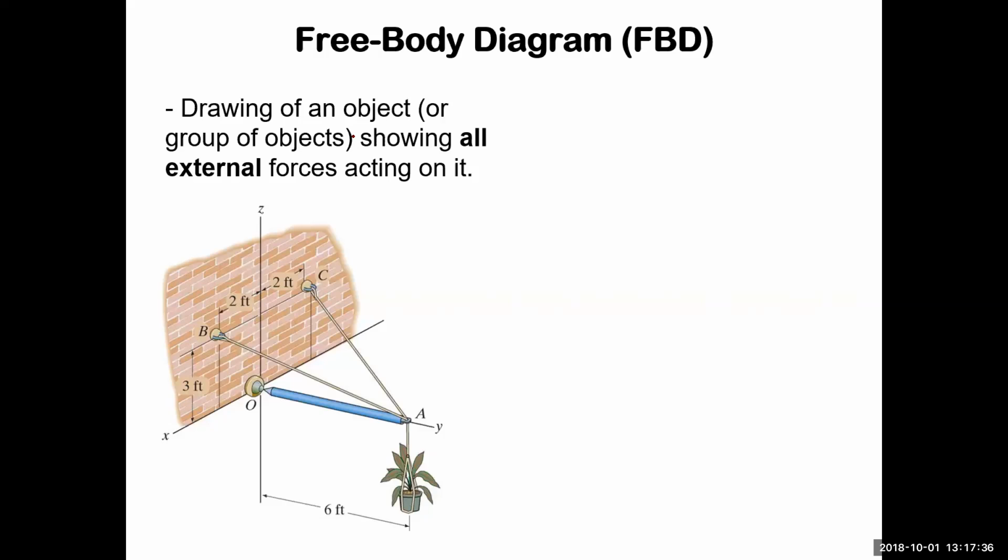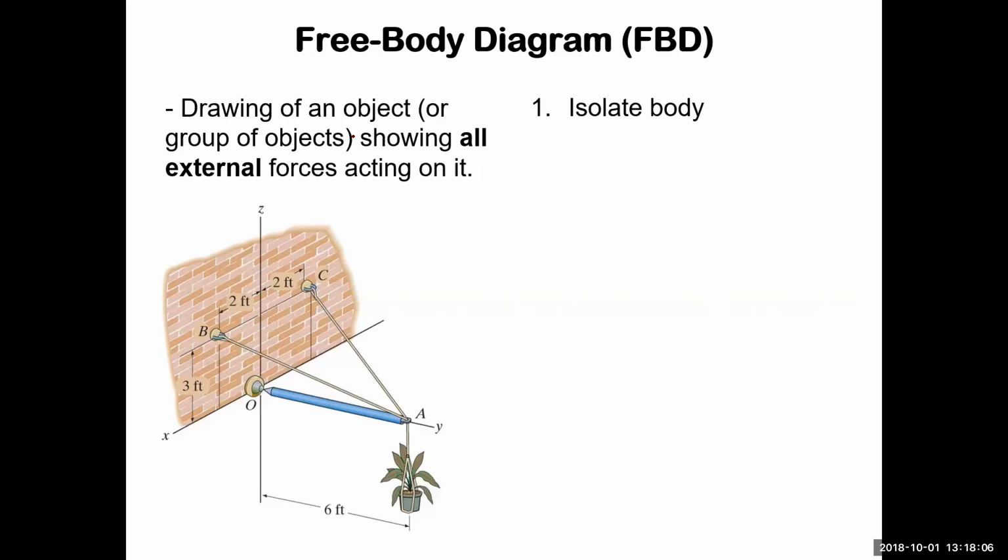An example problem. In this diagram, this is an idealized diagram. It's not a photograph. It is a 3-dimensional problem. And you've got a beam with a planter on it and a couple of cables holding that thing up. When we want to solve this, the first thing we're going to have to do is write that free body diagram.